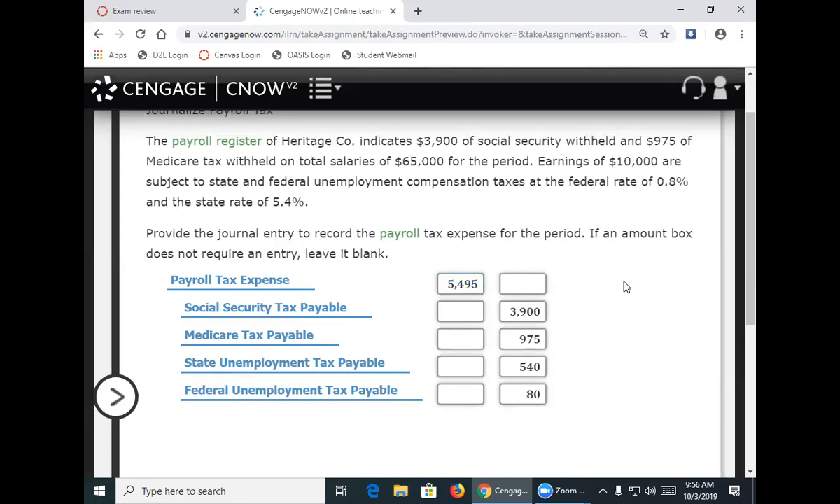So when you see payroll tax, that's what the employer is responsible for paying. So you add up Social Security, Medicare, state, and federal unemployment. You need to calculate those four, add it all up to get the total payroll tax expense. Any questions on that one? All right.